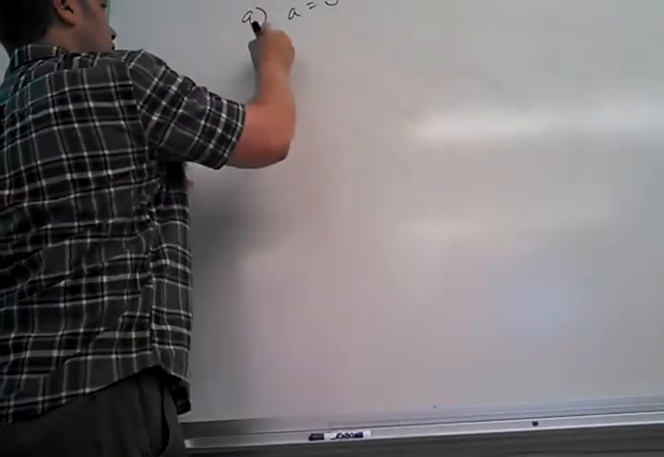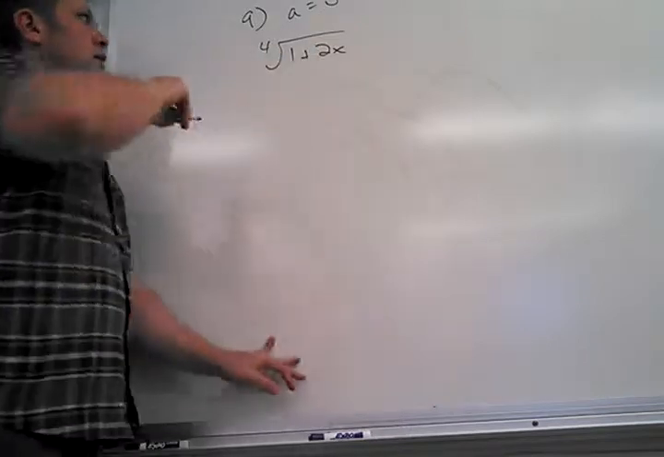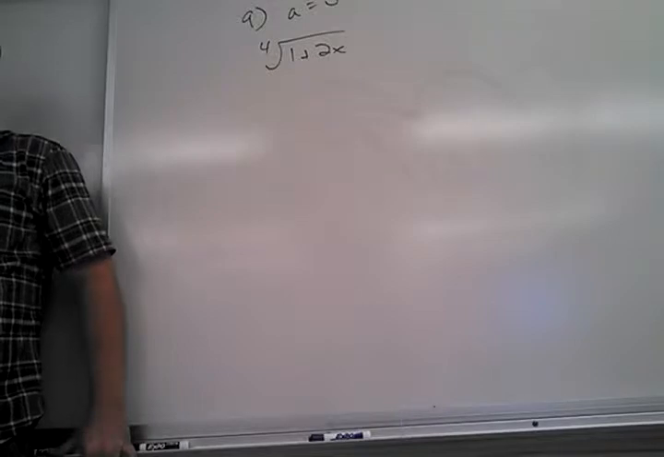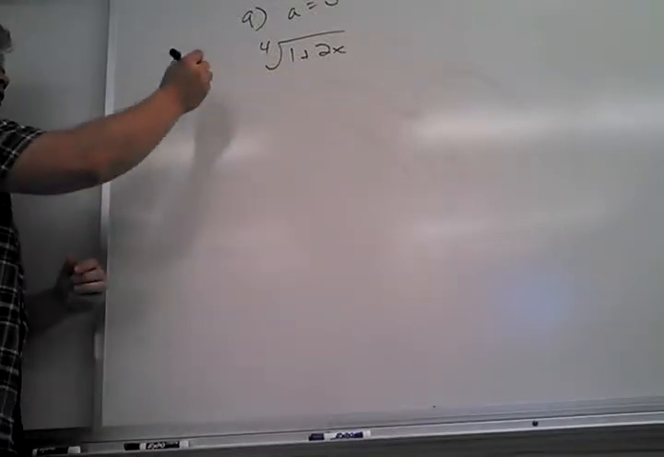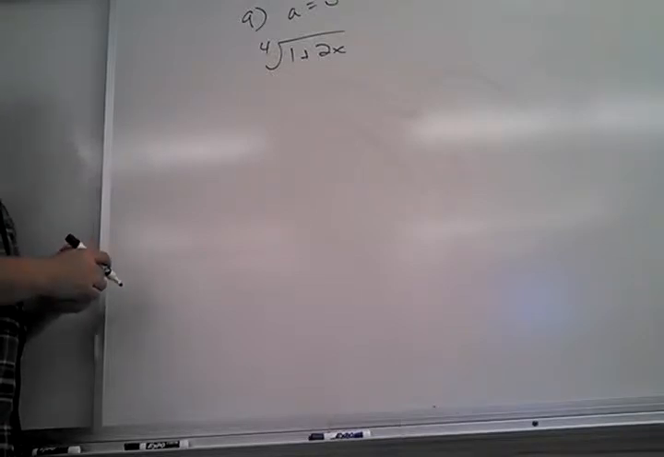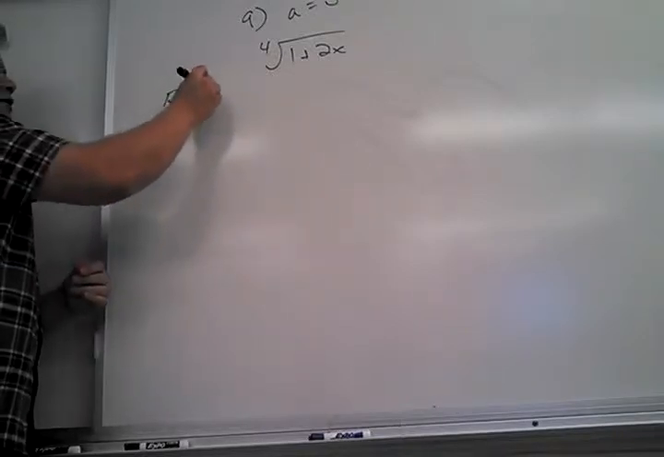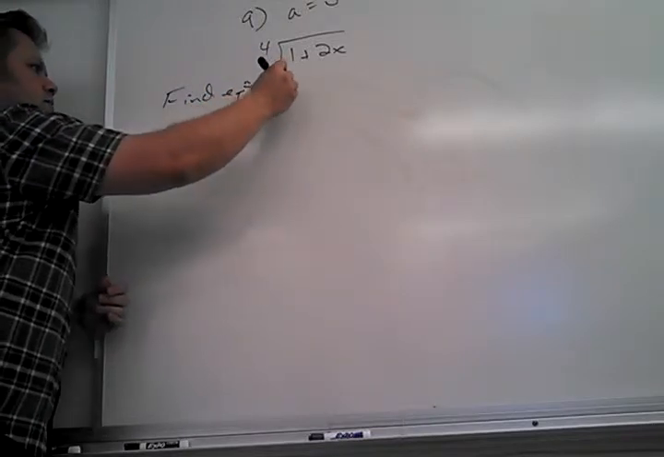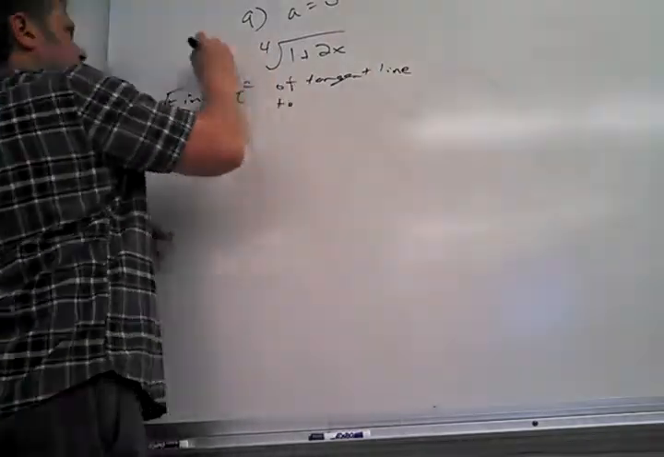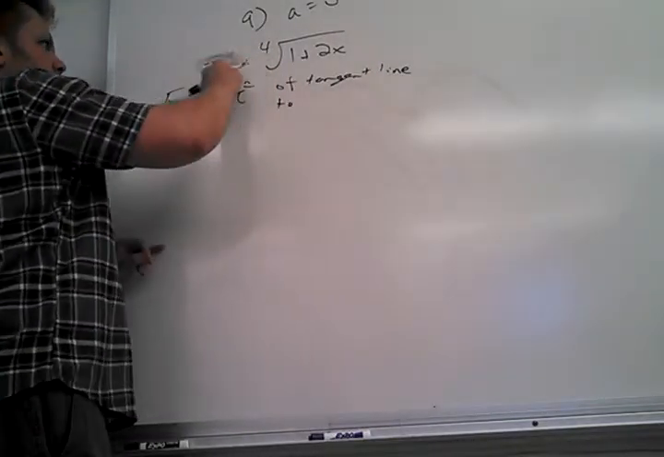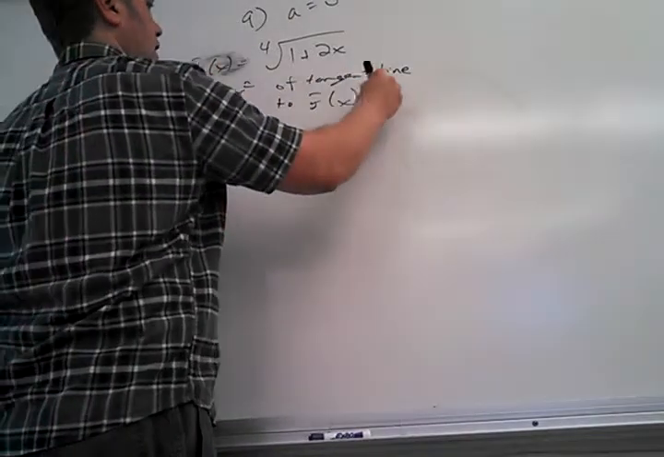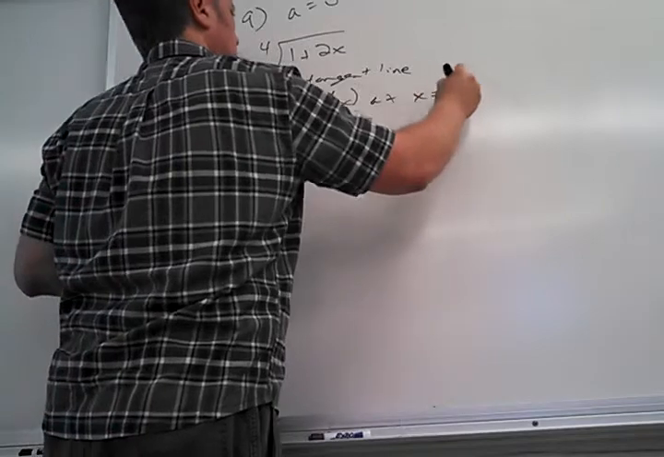And the function we're working with is this. So just don't forget that. To be completely honest, let's do this two ways. Find the equation of the tangent line. Let's do this like an old style problem. Find the equation of the tangent line to f of x at x equals 0.